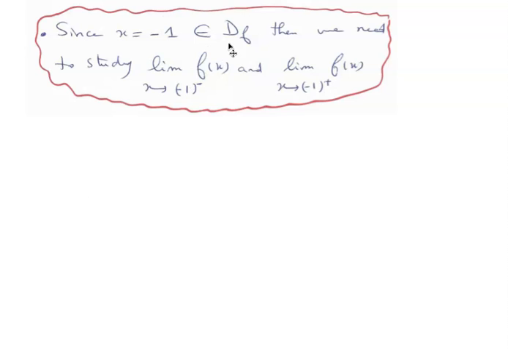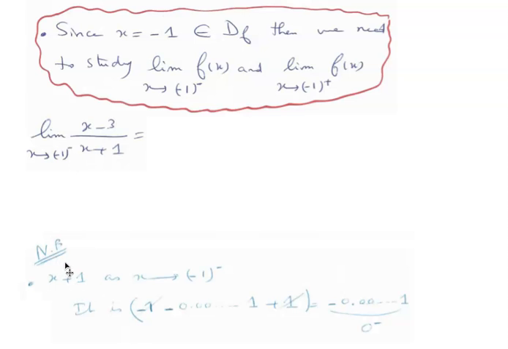Since minus 1 does not belong to the domain of definition, we need to study the limit of the function to the left of negative 1, meaning at minus 1 minus, and to the right of negative 1, meaning at minus 1 plus. First of all, what do we mean by minus 1 minus? Minus 1 minus means to the left of negative 1. It's a small number before the negative 1.